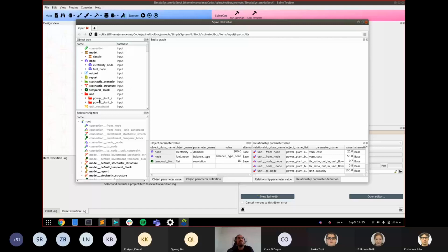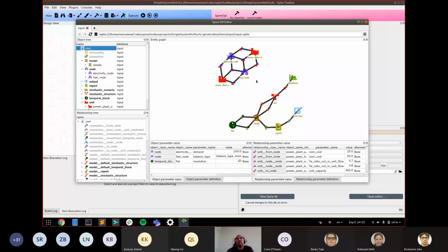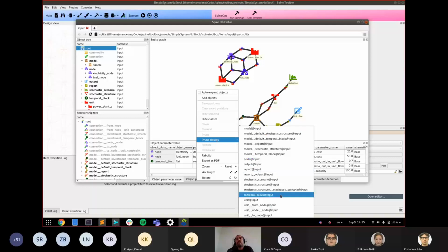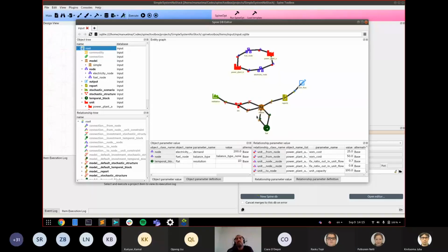I built all this offline, if you're wondering. I entered all this data. Here I have my power plants. And I wanted to show you that I can have a graphical representation of the system here, so I can basically see what's going on.